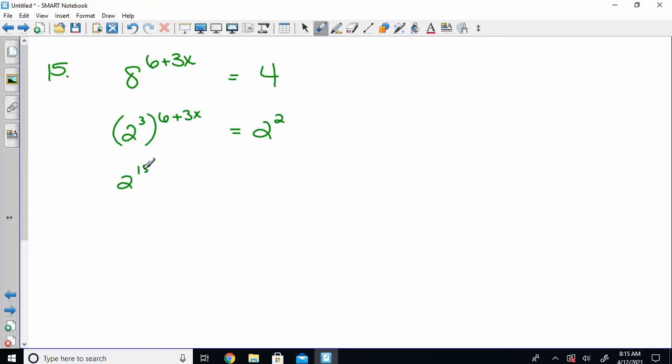So we have 2 to the 18th plus 9x equals 2 squared. If you get the same base on each side, you drop it. Subtract over your 18, divide by 9, and you get negative 16 over 9.